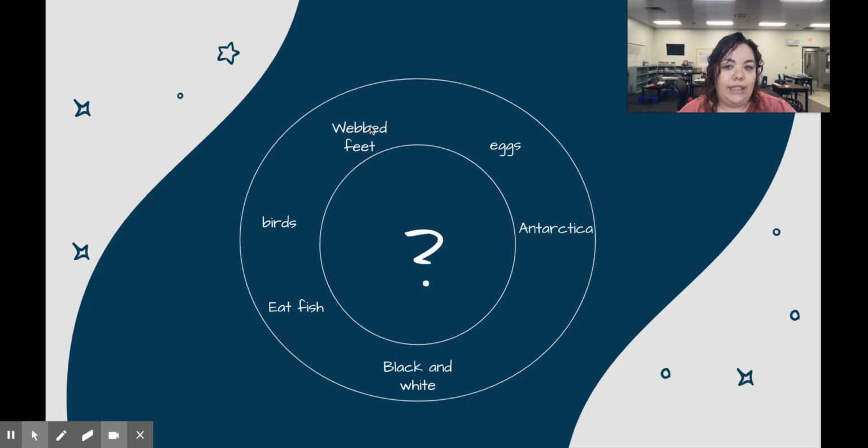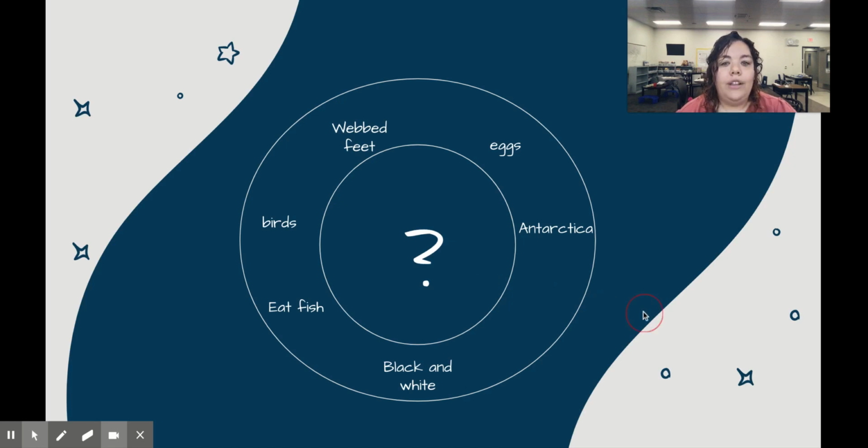Do penguins have webbed feet? Yes. Do they lay eggs? Yes. Do they live in Antarctica? Yes. Are they black and white? Yes. Do they eat fish? Yes. And are they birds? Yes. So I would say right in the middle here, I could write penguins, or maybe emperor penguins are the ones that actually live in Antarctica.